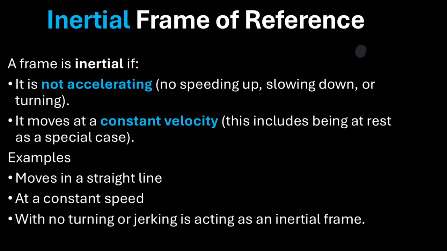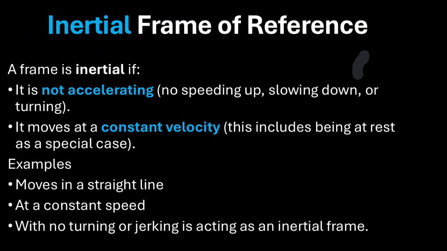Now, what is an inertial frame of reference? A frame is inertial if it is not accelerating, which means it is not speeding up, nor is it slowing down, neither is it turning. Okay, it means that it moves at a constant velocity, and also it can be at rest, which is a special case.